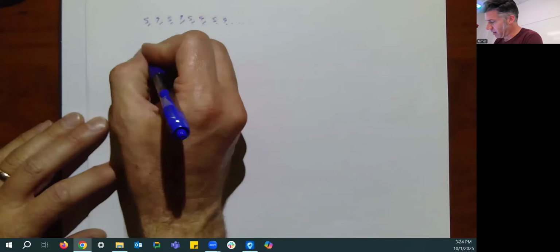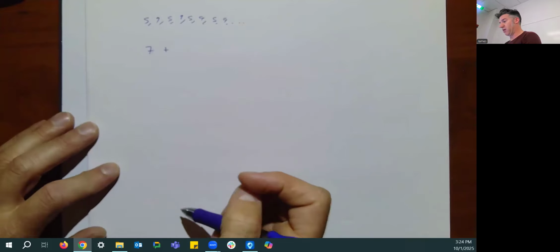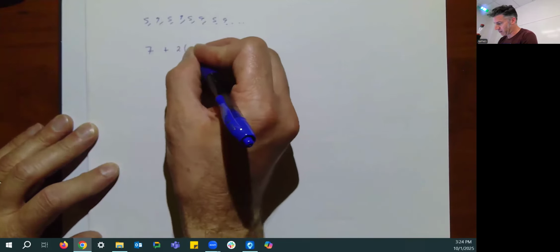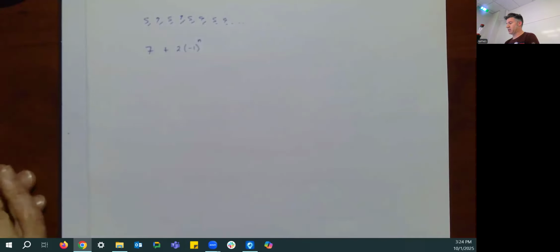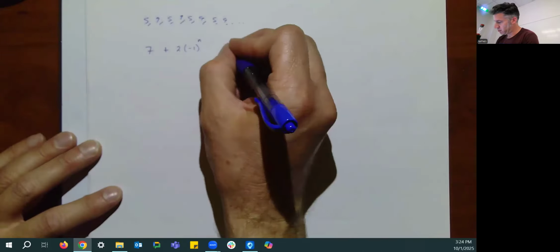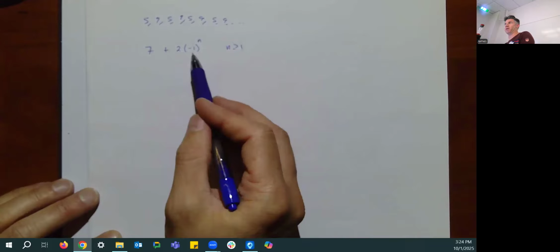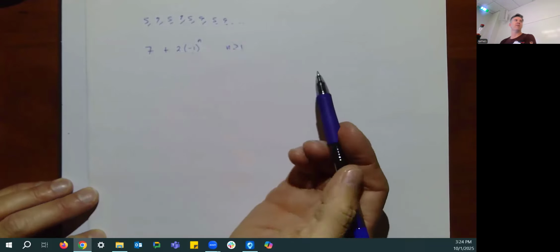Here's how you deal with that. So you find the middle. Luckily, the middle is nice and easy. The middle is 7. And then you just add the difference between the middle and either one. So the difference between 7 and 9 and 7 and 5 is 2, times negative 1 to the either n or n plus 1. In this case, I'm going to start at n equals 1, so that's going to work out perfectly. If n is 1, I get 7 minus 2. If n is 2, I get 7 plus 2, 7 minus 2, 7 plus 2, 7 minus 2, 7 plus 2.